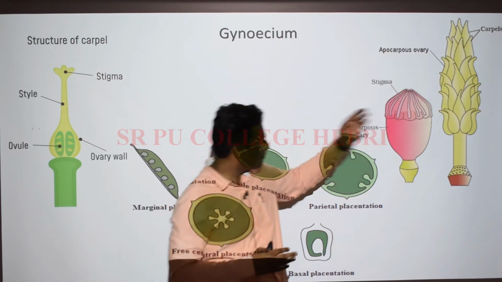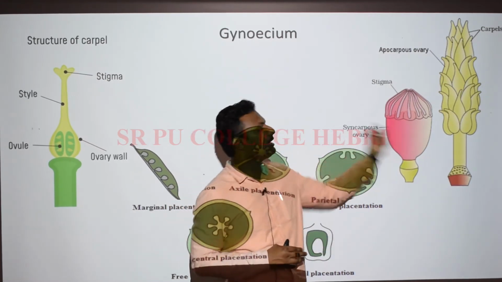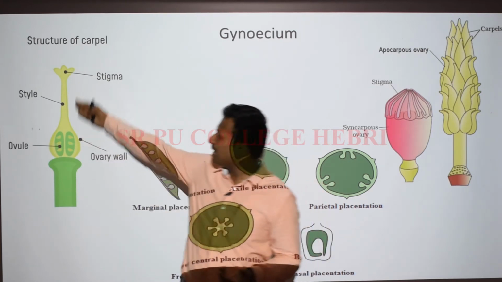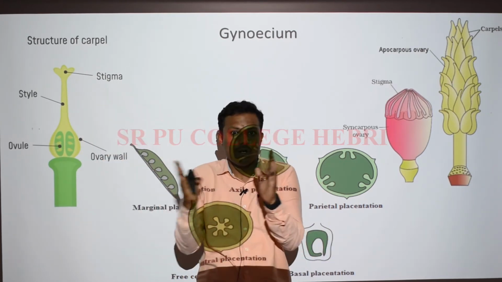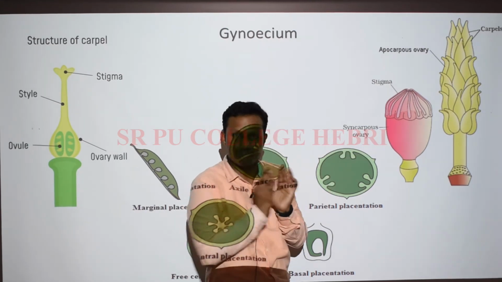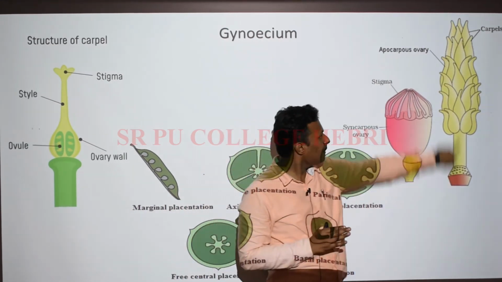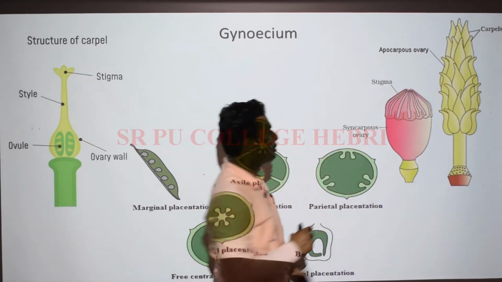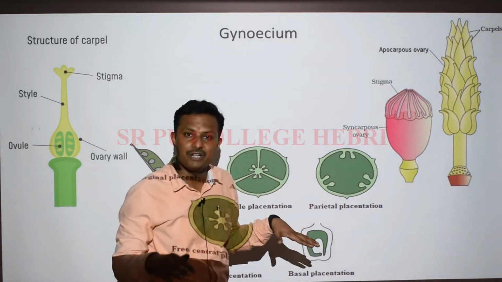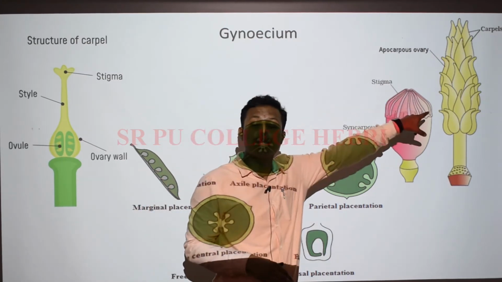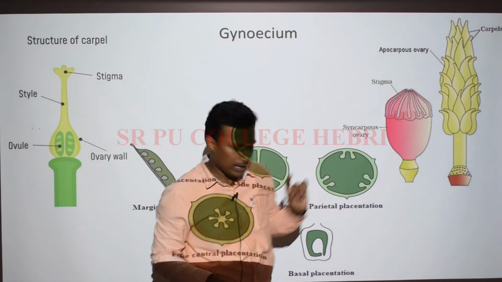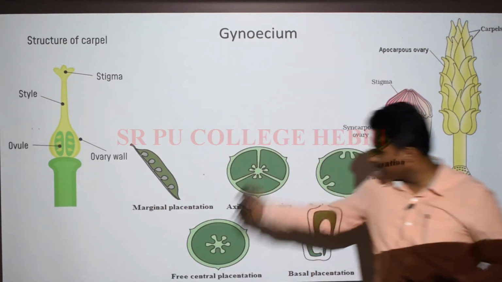You are seeing the examples here. This is called syncarpous condition, when multicarpellary condition is there. So many such structures are there, but all of them are fused to form syncarpous ovary, fused structures. Whereas on this axis you are seeing many carpels are there, but all of them are free. That is called as apocarpous condition. Syncarpous ovary, apocarpous ovary. Okay, remember the terminologies.